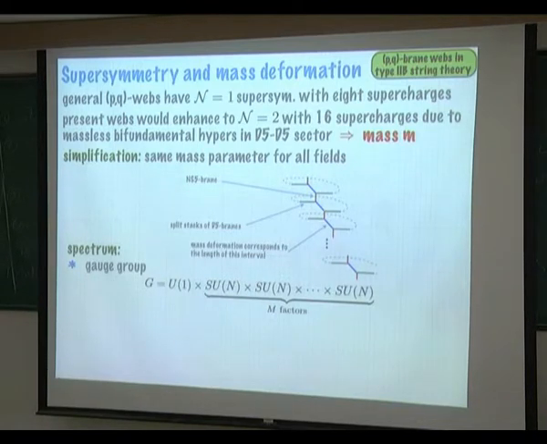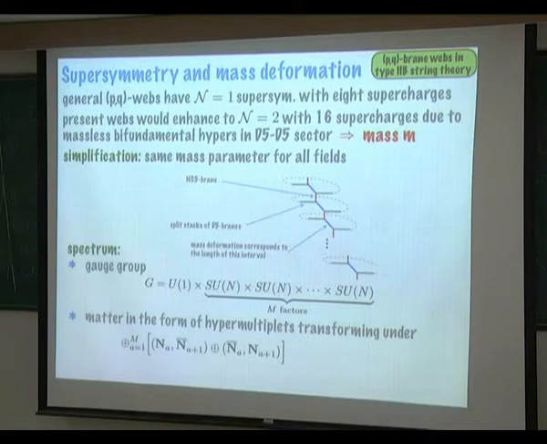Having done this, what's the spectrum of the theory I get? The spectrum of the theory is, first of all, the gauge group is given by essentially M factors of SU(N) gauge groups. And since everything is compactified on one circle, I still have one U(1) rotational symmetry left, which is a U(1) factor outside. And the matter fields that I'm left with are essentially hypermultiplets transforming in this representation here. So it's a direct sum from A running from 1 to M of the N-dimensional fundamental representation of the A-th, and the anti-fundamental representation of the (A+1)-th SU(N) factor here.